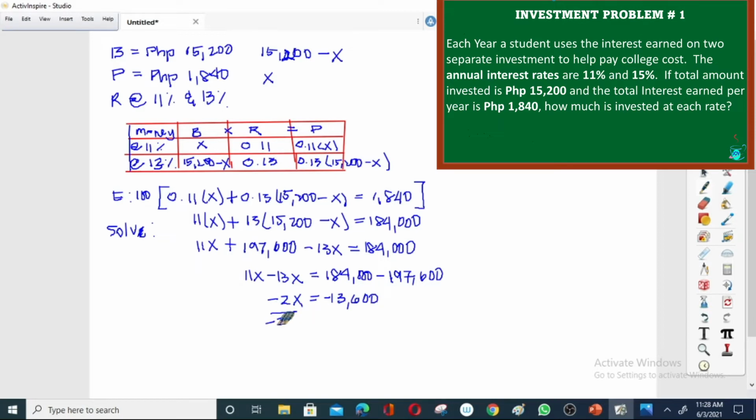Divide by negative 2. Cancel. The value of x is equal to 13,600 divided by 2, which is 6,800 pesos at 11%.